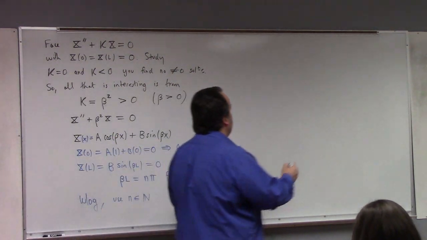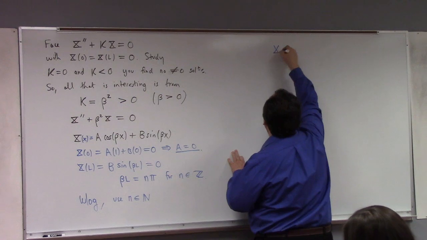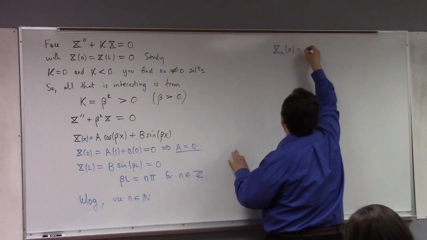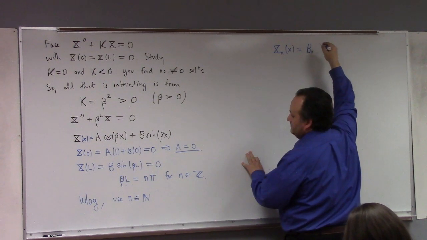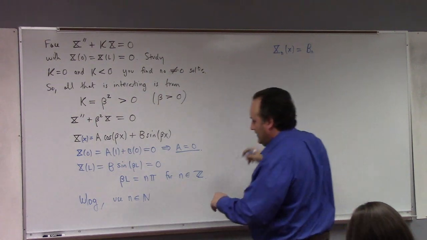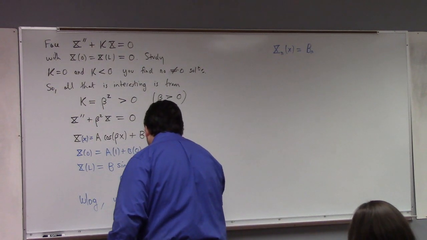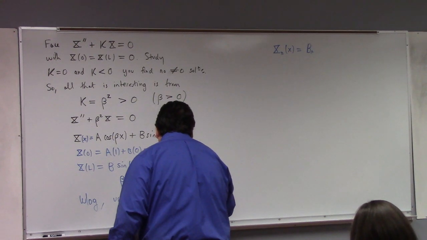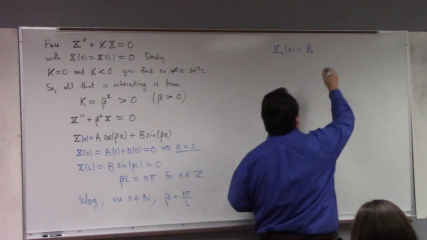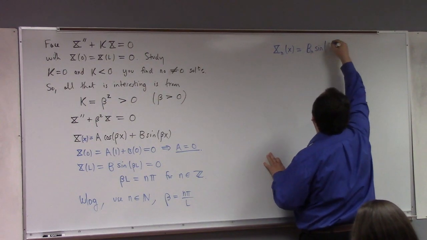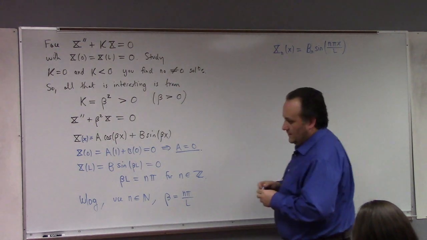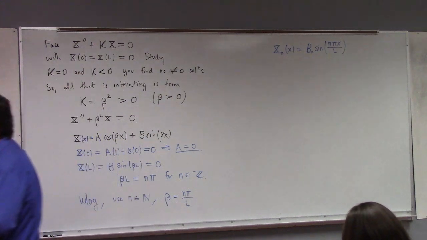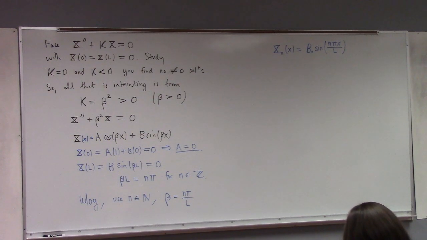And so what we find is that our x sub n of x has the form of some constant, we'll call it b, and let's see, what did we figure out? Beta is n pi over L, right? So we've got b sub n sine of n pi x over L. We went looking for one solution, and we just found infinitely many, so that's pretty awesome. That's why I'm adding the sub n, to indicate that there's an n dependence.